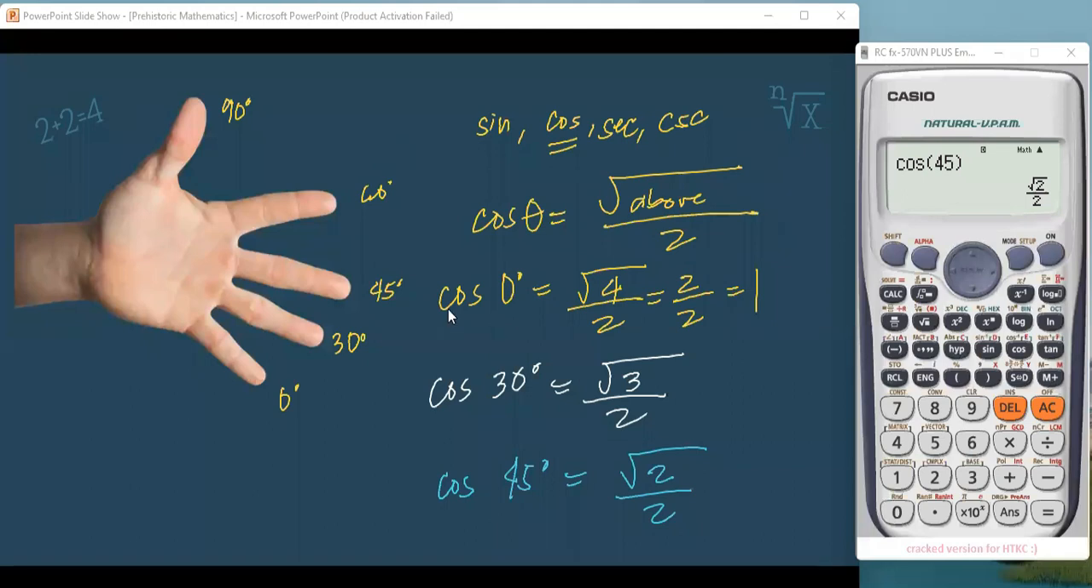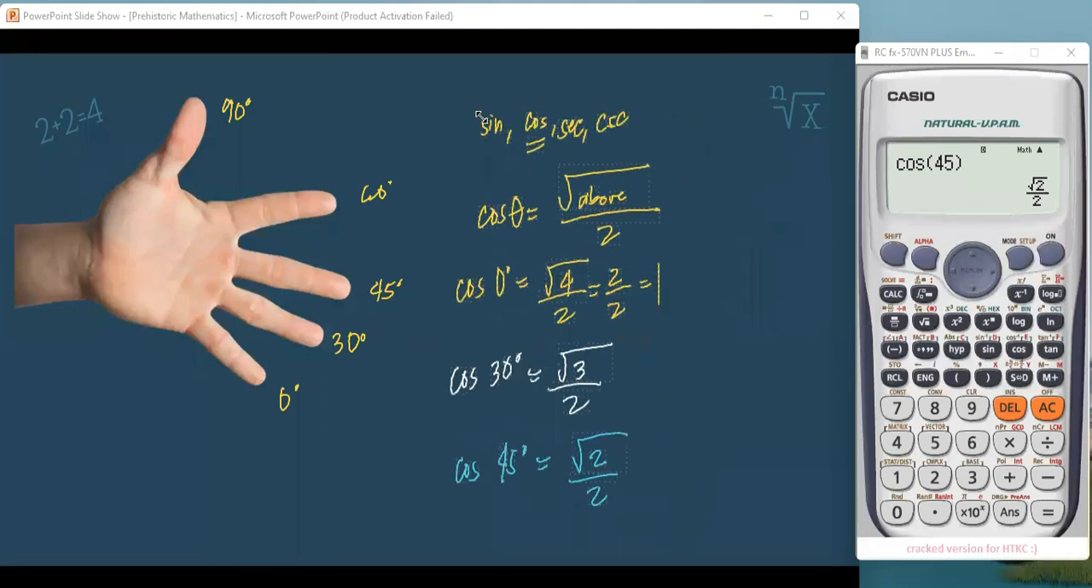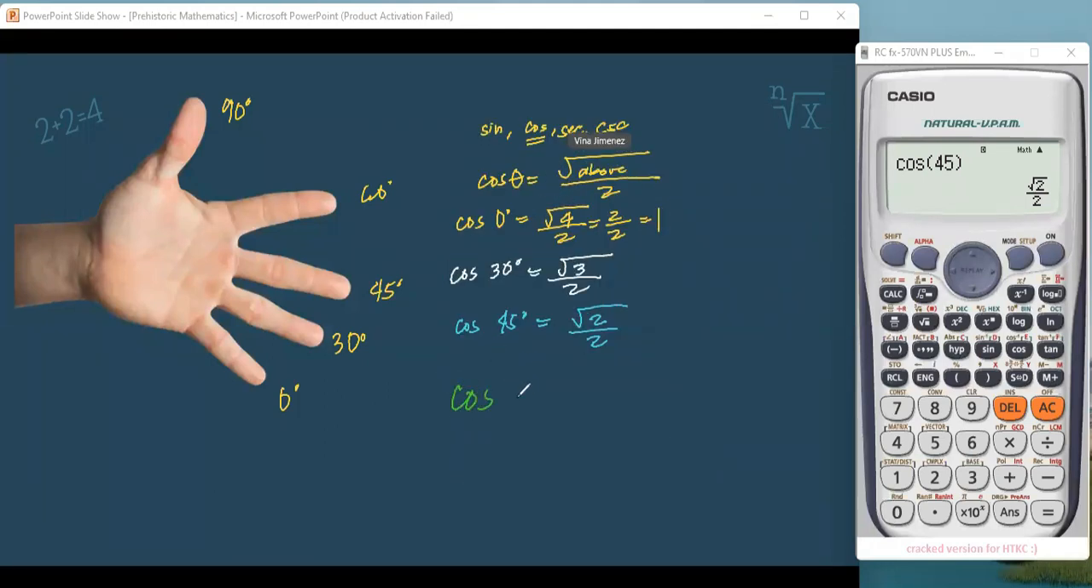Now, what about cosine 60? So first, let's move po muna. So cosine 60 must be equal to, how many fingers are there above 60? So there is only 1. So we have here the square root of 1 over 2. What is the value of square root of 1? That is 1 over 2. So meaning to say cosine 60 must be equal to 1 over 2. Let's check if really cosine 60 will give us 1 over 2. So that will give us 1/2. So meaning to say this is correct.